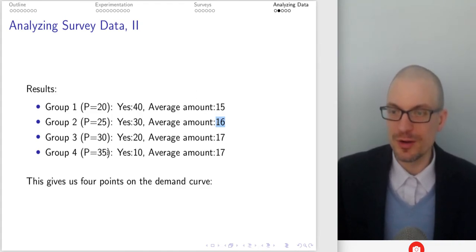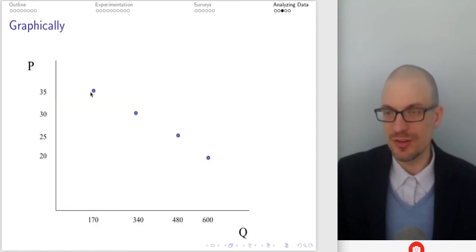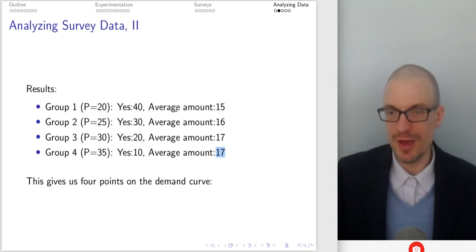So think about our price of 35. This is going to be a price on the vertical. Quantity on the horizontal is going to be 170 for this point. 10 people said yes, they're going to use it 17 times on average. That's 170. So that's how I plotted these points. 170, that was 17 times 10 associated with the price of 35, and so on and so forth for my other data points, right? So we've got this.